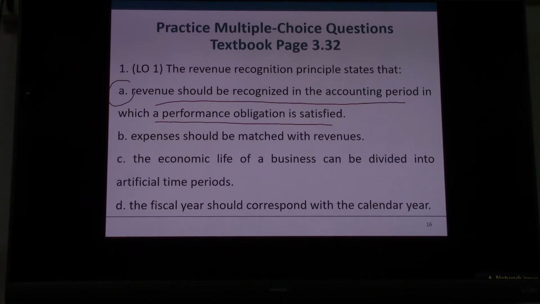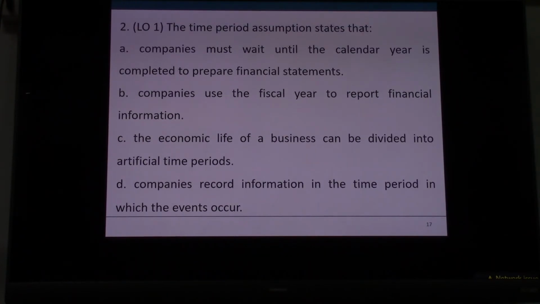Of course, letter B, expenses should be matched with revenues. This is mainly covering the expense recognition principle. The economic life of a business is divided into artificial time periods. It's related to the periodicity assumption. D, fiscal year should correspond with calendar year. This is a false statement. So letter E is the correct choice.